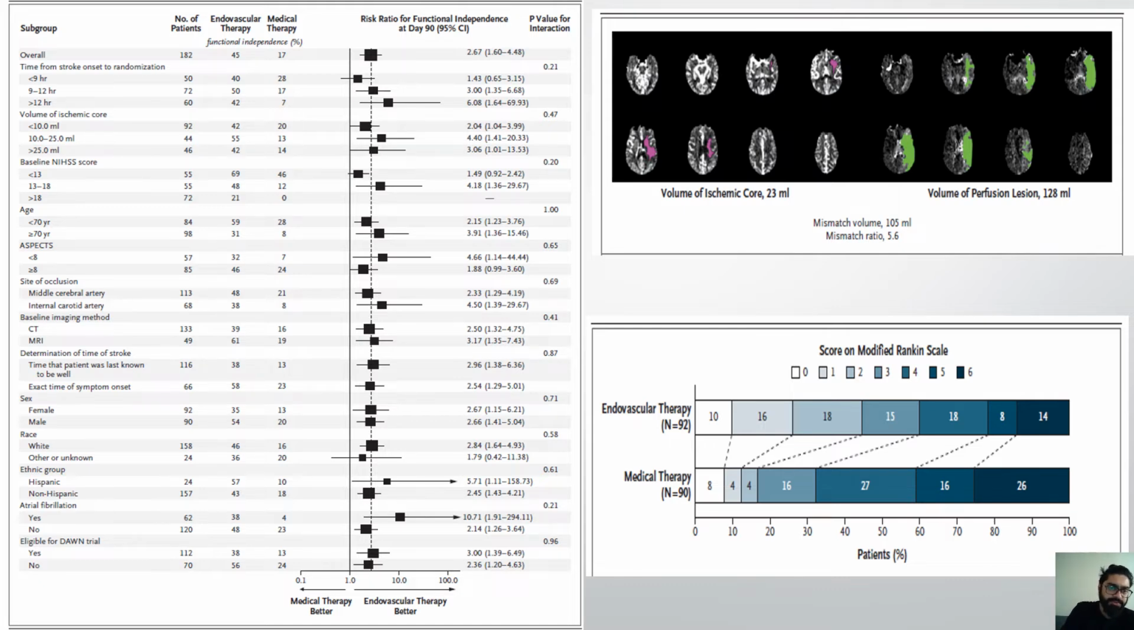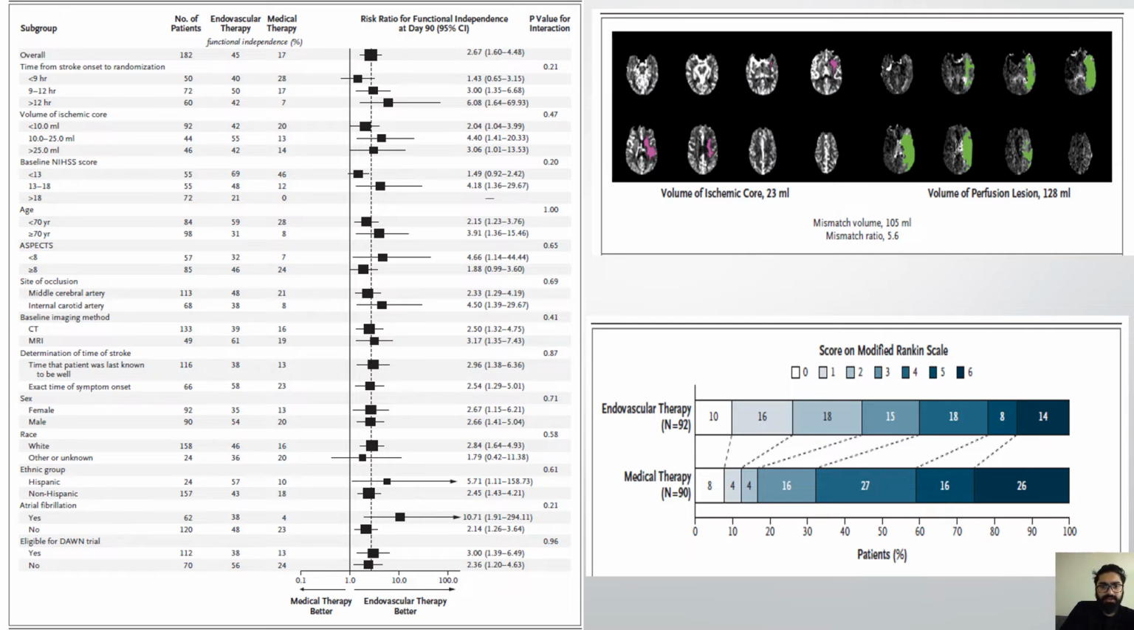Determination of the time of stroke onset, or the time the patient was last seen normal, and the exact time of stroke symptom onset did not make much difference. So people who woke up with a stroke, versus those who had a particular time known, both favored the intervention. Gender did not have any difference. Race did not have any difference.